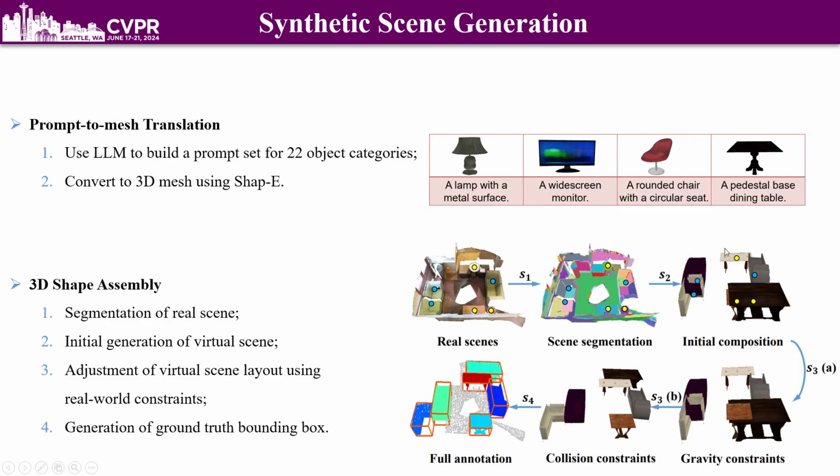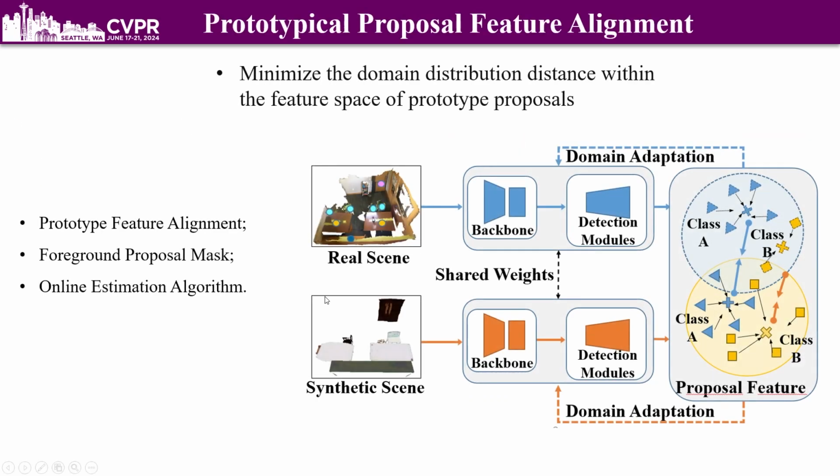Next, we adjust the virtual scene layout by applying gravity and collision constraints, ensuring realistic positioning and interactions between objects. Finally, we generate precise ground truth bounding boxes for each instance, facilitating accurate and comprehensive annotation of synthetic scenes. However, there is an inherent domain gap between these synthetic scenes and real-world scenes. To bridge this gap, we developed the PPFA module.